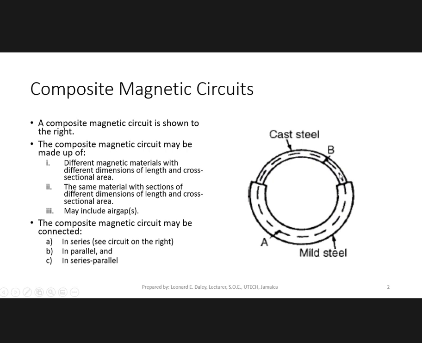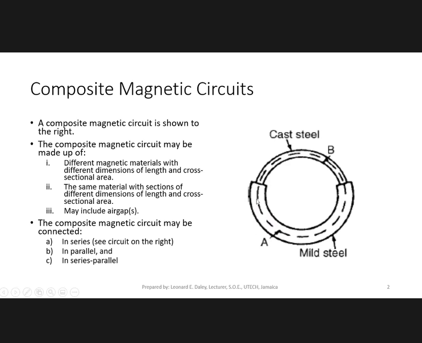The cast steel has a smaller cross sectional area, and we don't know what the length is, but probably they are of different lengths. So the composite magnetic circuit, as I say, can be made up of different materials or of the same materials of different dimension. And it may also include an air gap or air gaps.